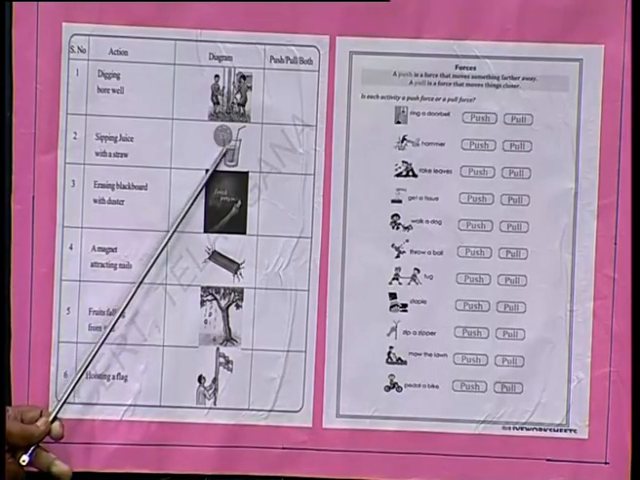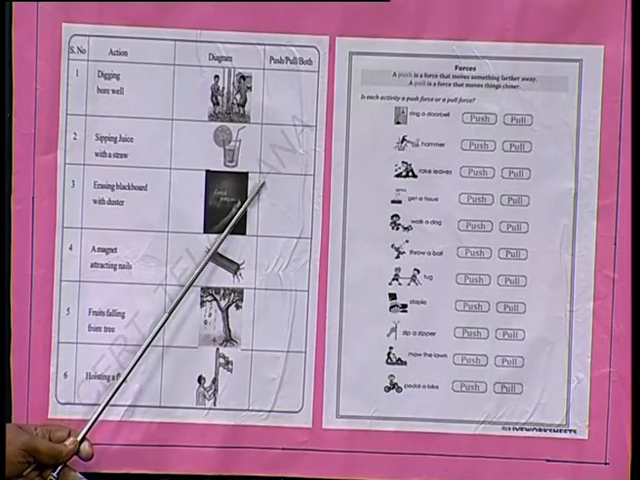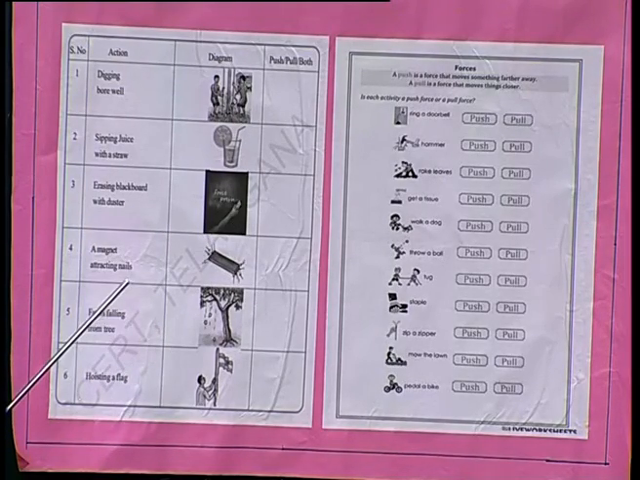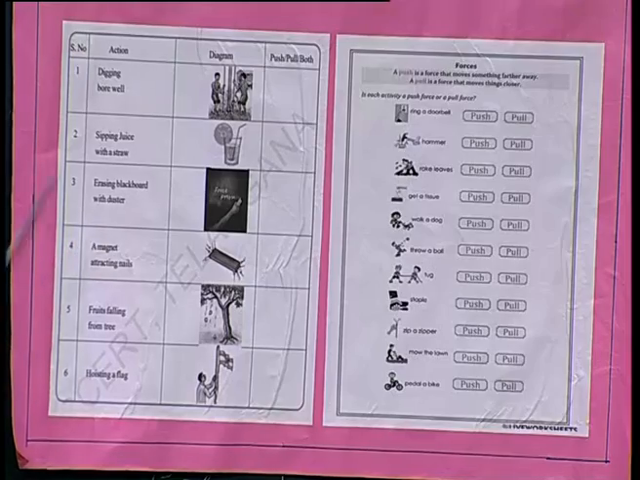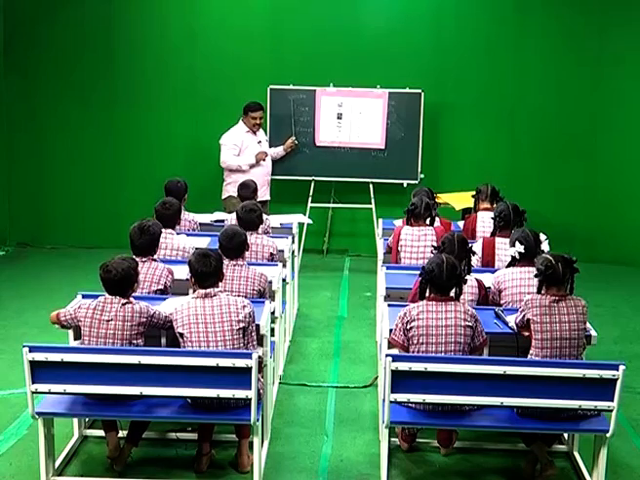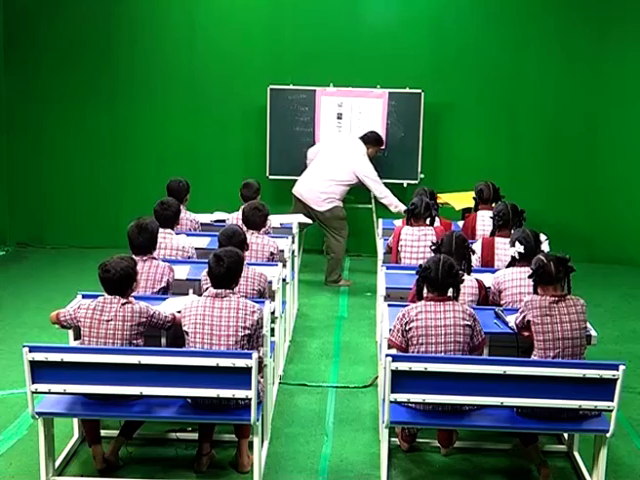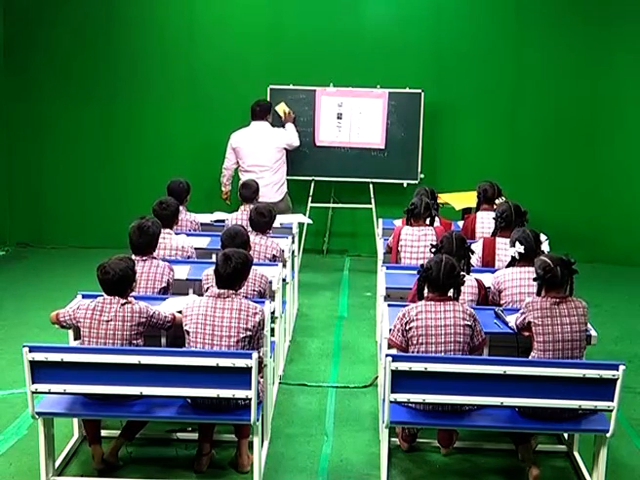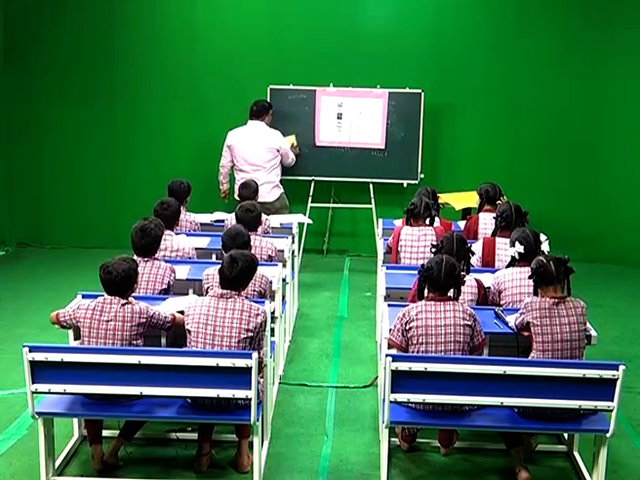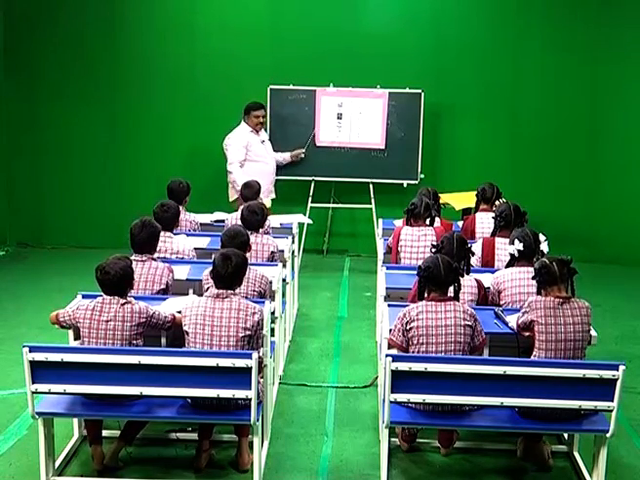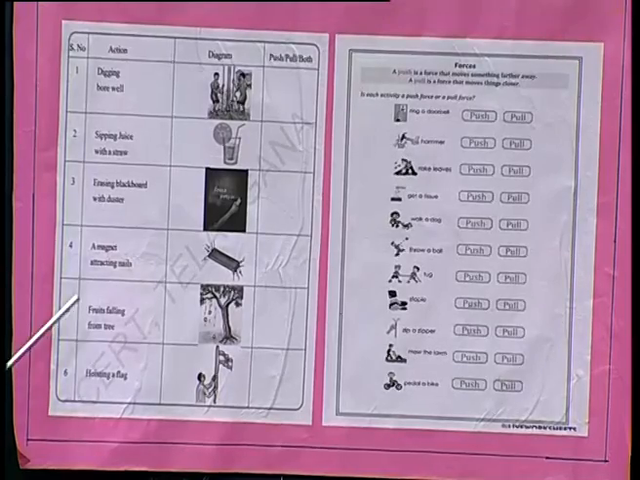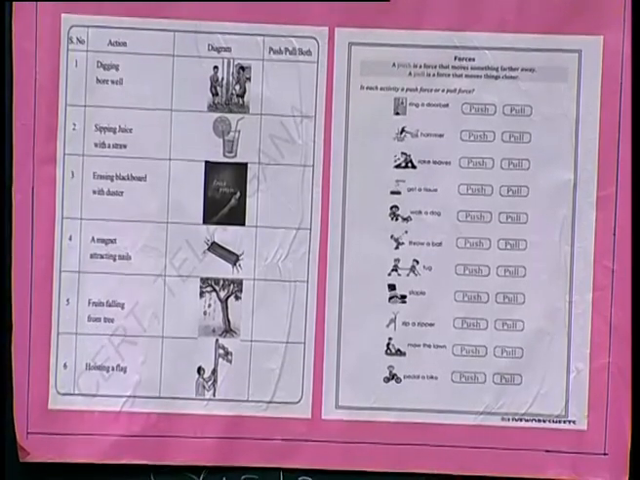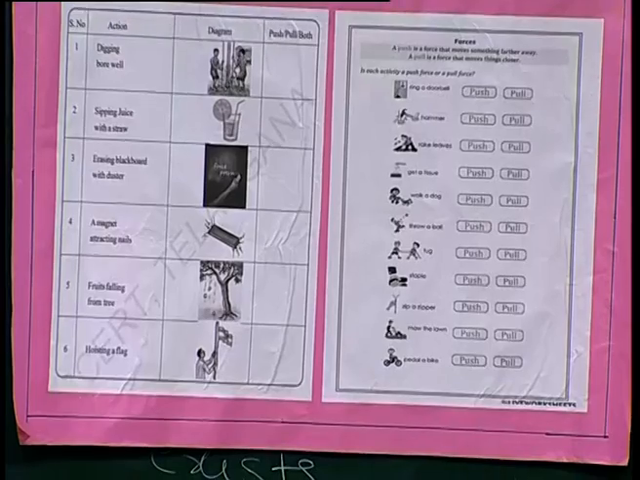Next, sipping juice with a straw. What is this activity? Push or pull? If you want to drink anything with a straw, you need to pull. Okay, next one. Erasing blackboard with duster. What am I doing? I am erasing the blackboard with a duster. What am I doing? Both, sir. Pulling and pushing. Both. A magnet attracting nails. Pull. Only pull. Right. Fruits falling from tree. Pull. Who is pulling?